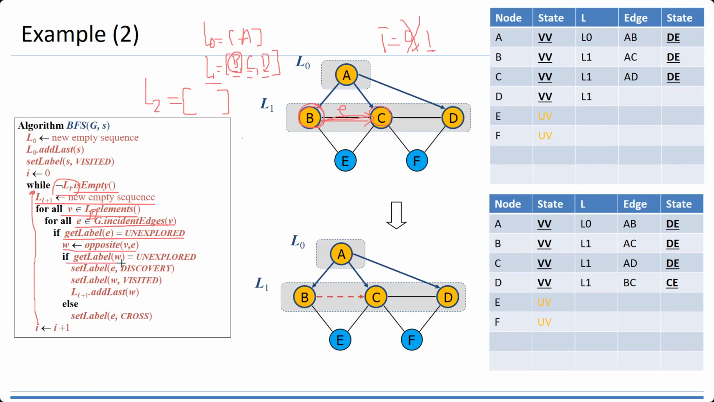So let's check the label of C. If the label of C is unexplored, then do this one. But what is the label of C? The label of C is already visited. Because the label of C is already visited, then we do not do this one, but we do this one. Set the label E as cross. So BC will be cross, C.